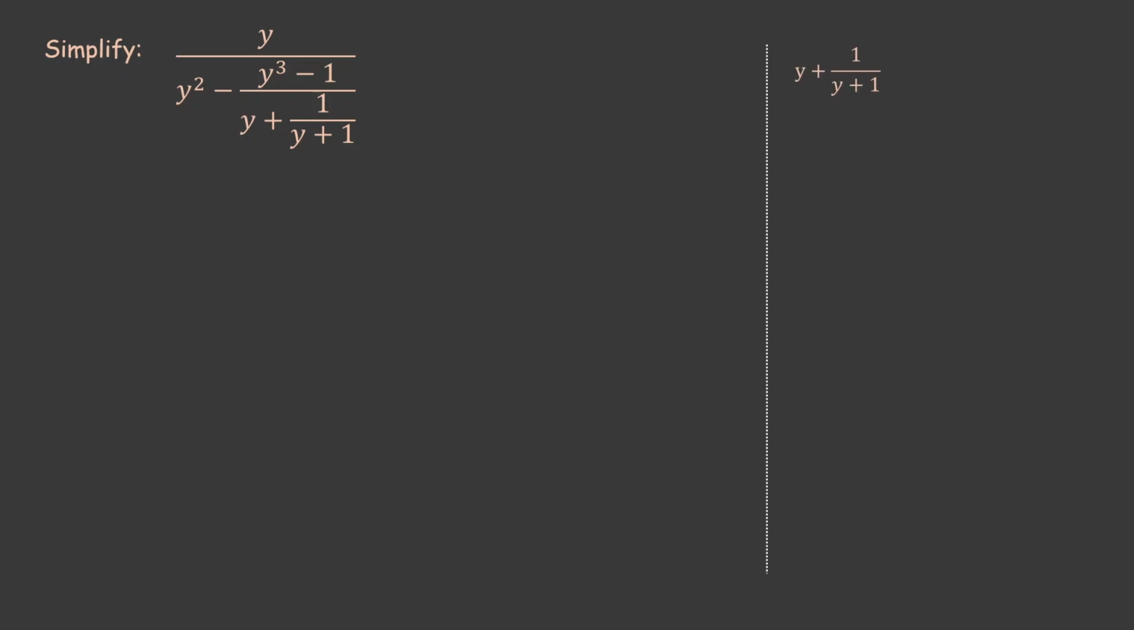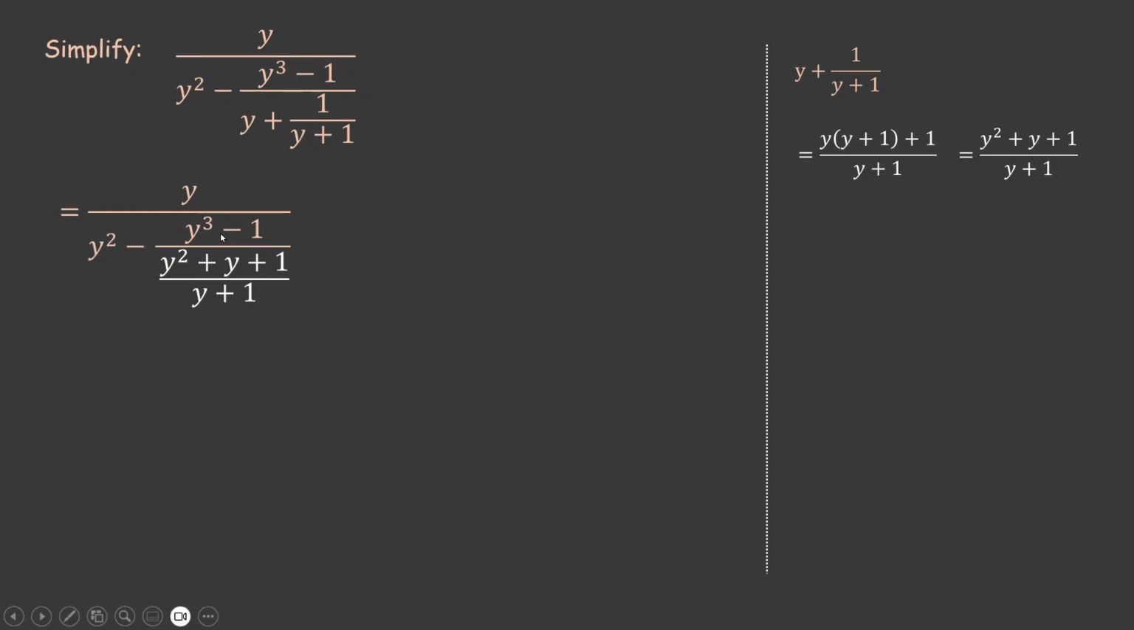Let us now look at this second example. Once again, let's start with the lowermost denominator, which is y upon 1 plus y upon 1. The denominator in this case, after we take the LCM, is going to be y plus 1 and the numerator will be y into y plus 1 plus 1, which is y square plus y plus 1 upon y plus 1. Let's substitute this simplified form in this big expression.